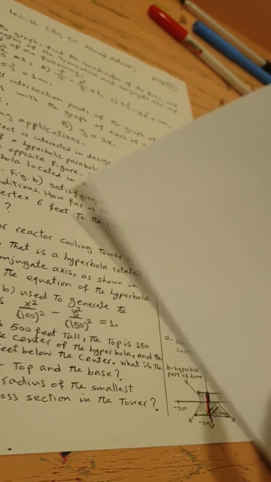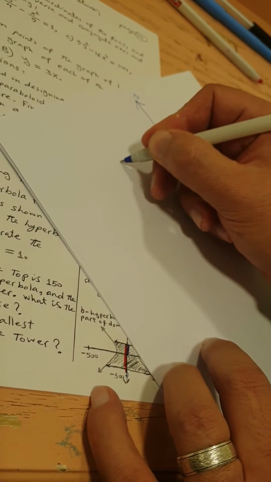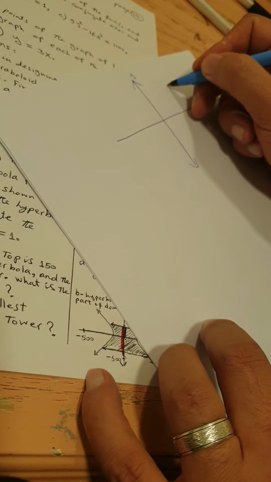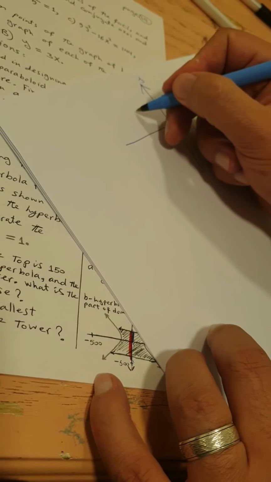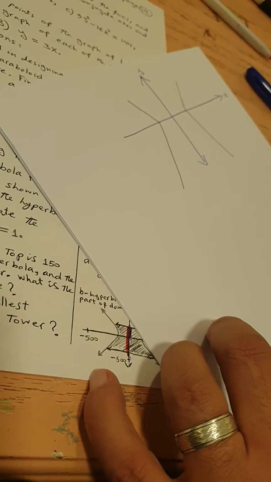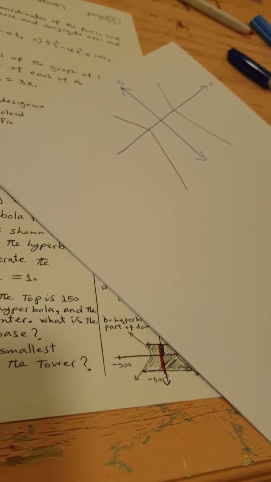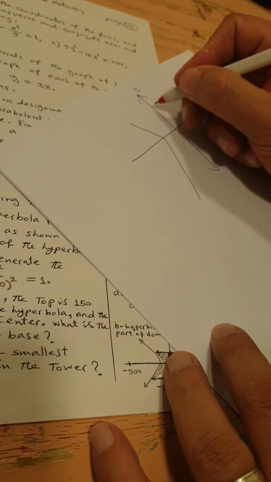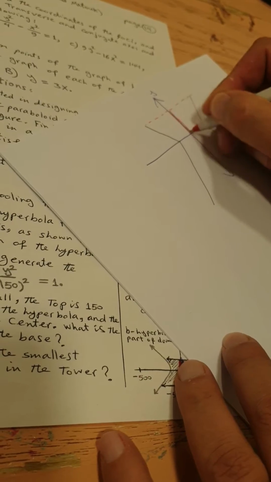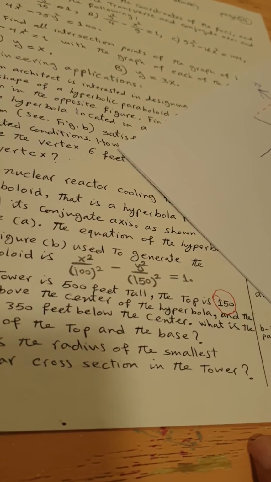We can write the x-axis. Here is the y-axis, and this is the x-axis. This is the sector of a hyperbola, like this, in the xy plane. So he said this length, all this length, is 150 feet.